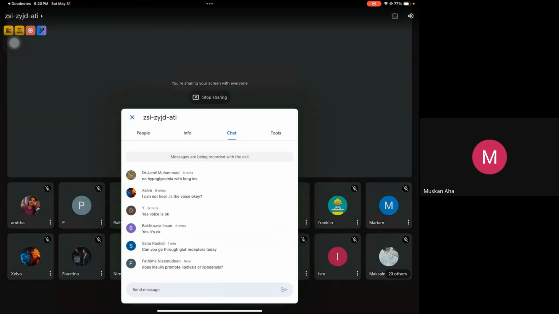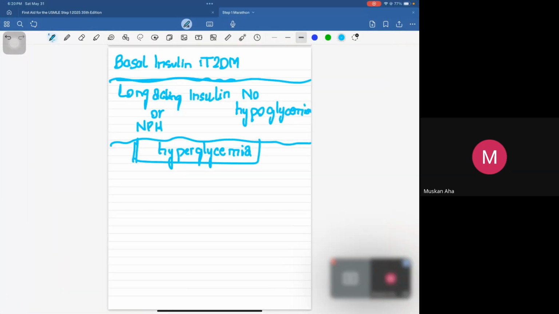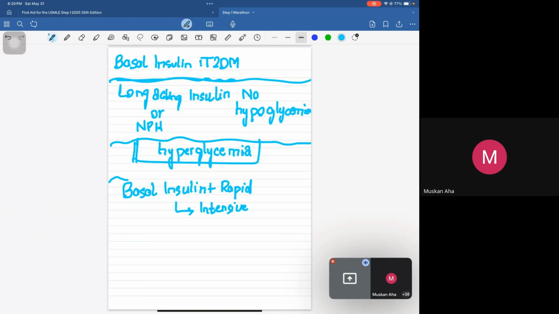Yes. But you said something in which you said we're going to combine rapid insulin. Which regimen was it? Okay, so when you combine the basal insulin with rapid-acting insulin, then it is known as the intensive regimen, right? This is going to provide you with the best amount of insulin coverage and the best amount of glucose control, right?